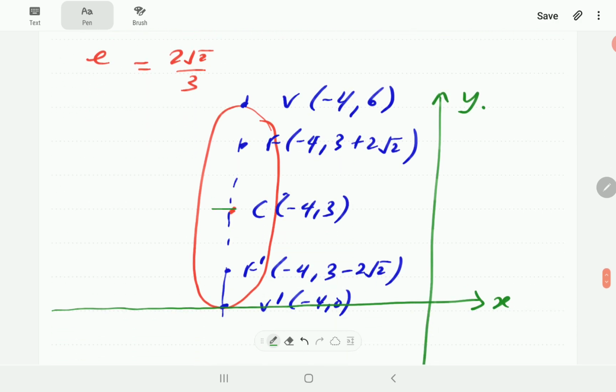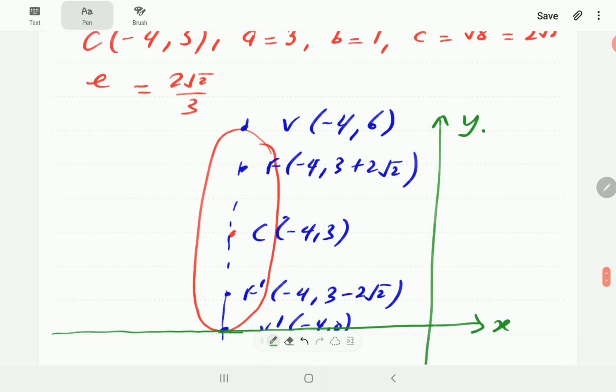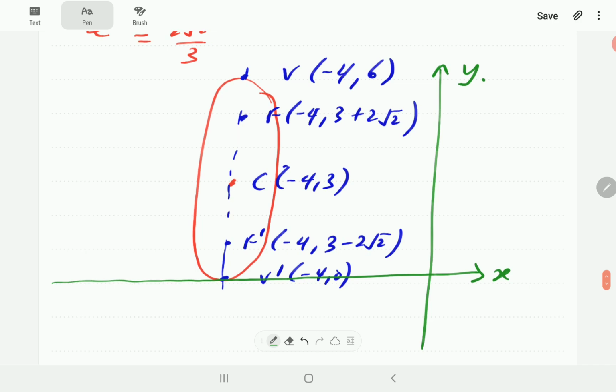And so the ellipse is going to be oriented a bit like this. Center is at minus 4, 3. And then if you add a to the y coordinate, that gives you one of the vertices. Take away a, gives you the other one. And then if you add c, gives you one of the foci. And then you take away c, gives you the other focus. All right, the eccentricity is going to be 2 root 2 over 3.